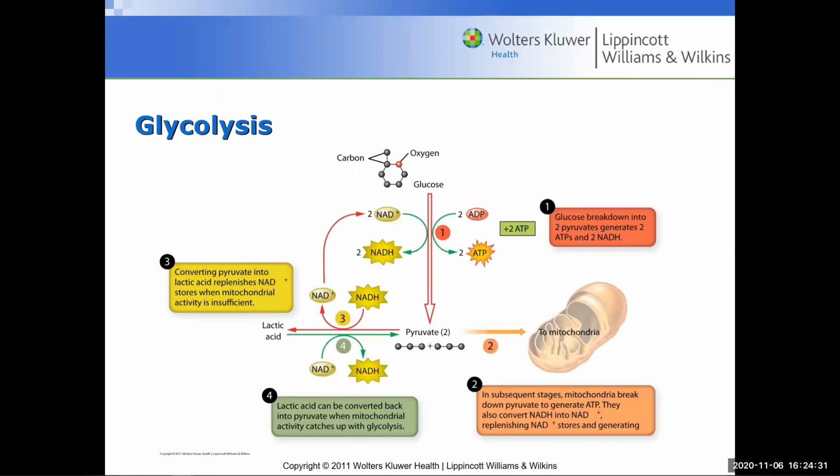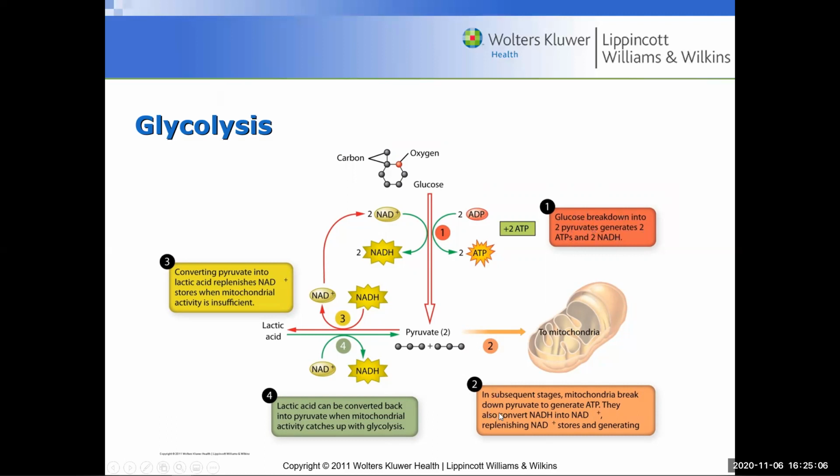Now, glycolysis refers to the breakdown of glucose. Within the cell itself, the first part of the reactions associated with the generation of pyruvate from glucose occurs within the cytoplasm of the cell. Let's have a look and see what's happening. So the first thing, glucose is broken down into two pyruvates, and this generates two ATPs and two NADHs. All right, very important there.